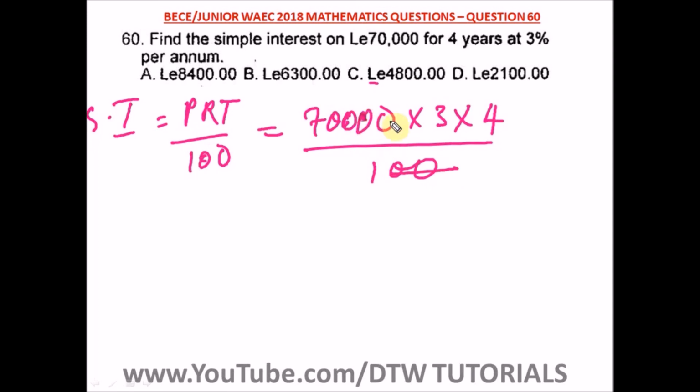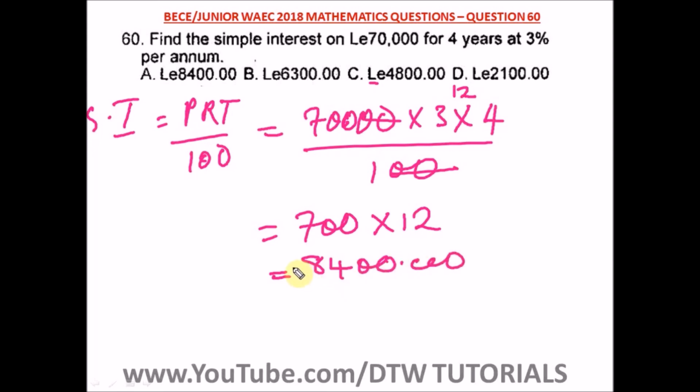These 2 zeros cancel out these 2 zeros, and we're left with 70. This is 3 times 4, which is 12. So we're left with 700. Sorry, 700 times 12. What is 700 times 12? 7 times 12 is 84, and you add your 00. So we have 8,400. The currency here is LE. So this is our answer, and our right option here is option A.